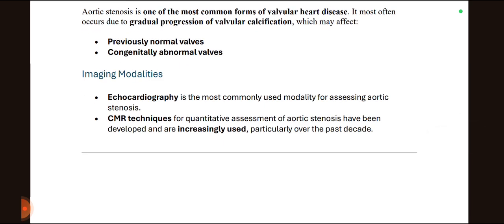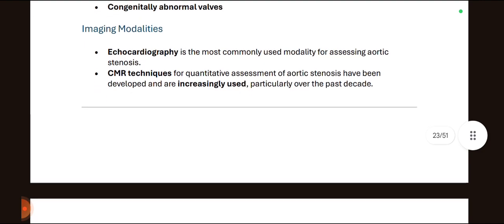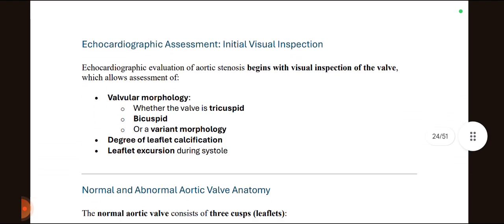Echocardiography is the most commonly used modality for assessing aortic stenosis. Cardiac magnetic resonance techniques for quantitative assessment of aortic stenosis have been developed and are increasingly being used, particularly over the past decade. Now let's move on to the echocardiographic assessment.